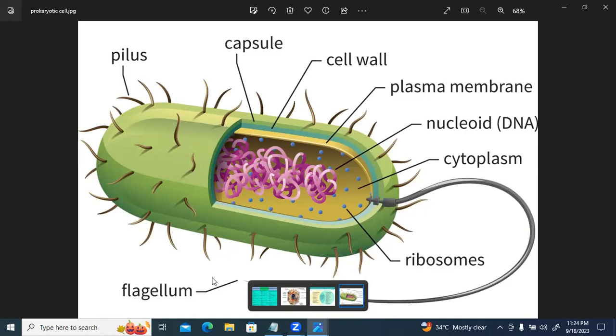The last part is the flagellum. What is this entire part? This is the flagellum. It will help in providing motility and locomotion to the prokaryotic cell.